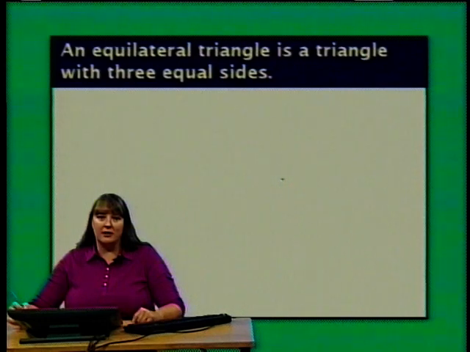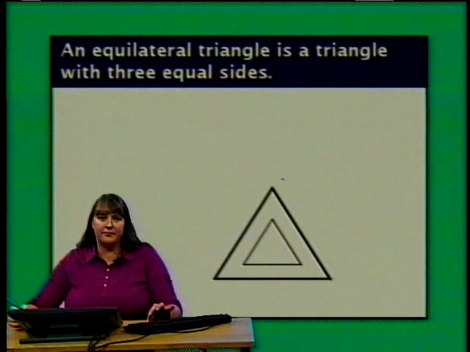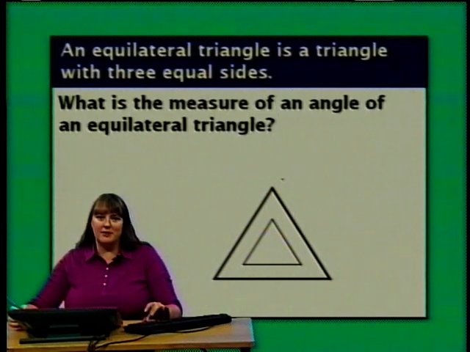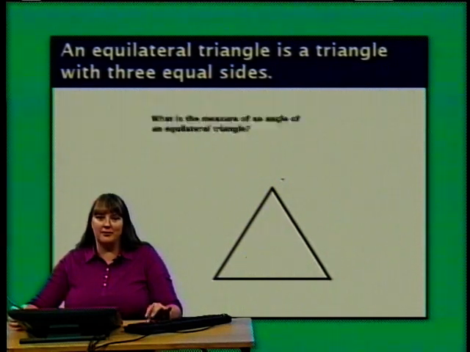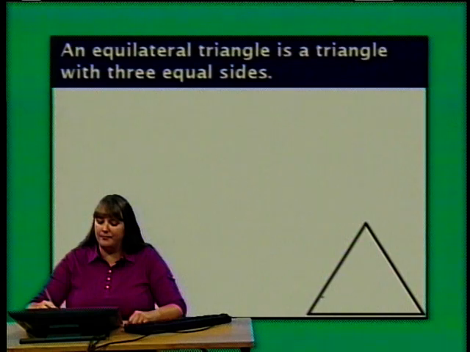An equilateral triangle is a triangle with three equal sides. Here's an example of an equilateral triangle. Here's another example of an equilateral triangle. Well, if all three sides of a triangle are equal, the angles of the triangle have to be the same as well. What is the measure of an angle of an equilateral triangle? Well, if all three sides have the same length and all three angles are the same, I can label each of these angles as x.